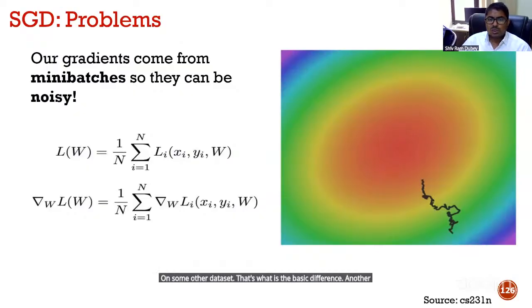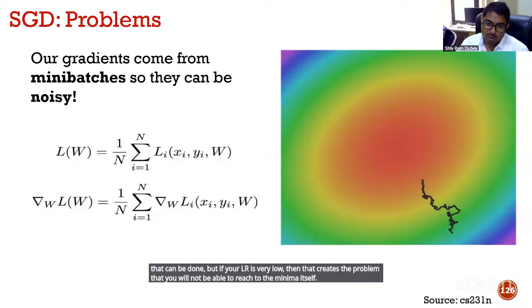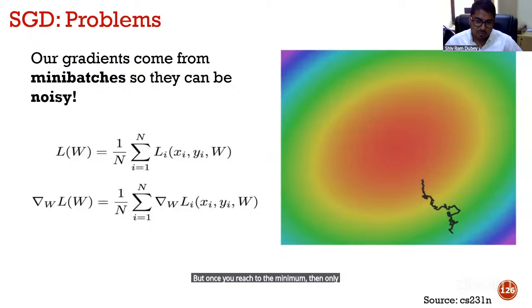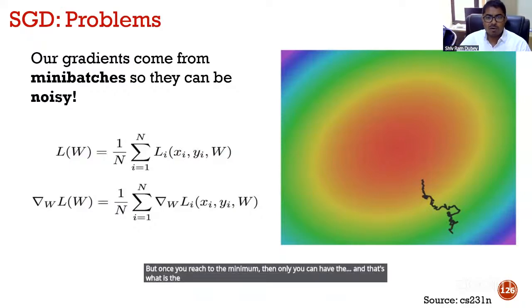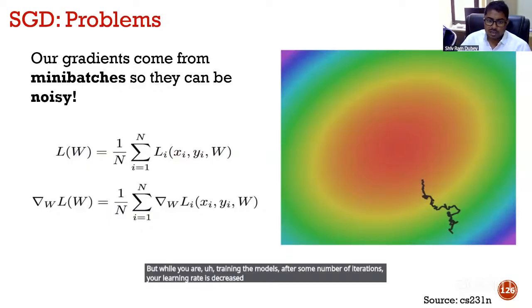Another question is, oscillation can be minimized by keeping the LR very low, right? Yes, that can be done. But if your LR is very low, then you will not be able to reach the minima itself. Once you reach the minima, then only you can have the LR very low. That's the practice people follow. Initially, the learning rate is high, but while you are training the models, after some number of iterations, your learning rate is decreased. Even multiple times it is decreased.